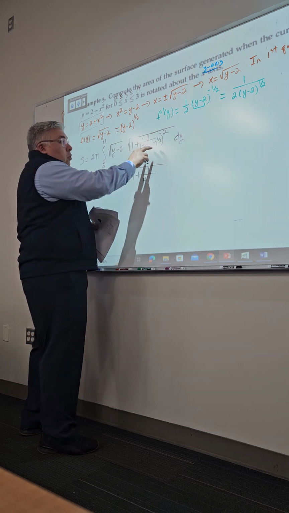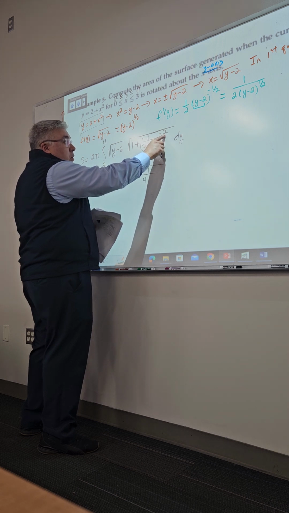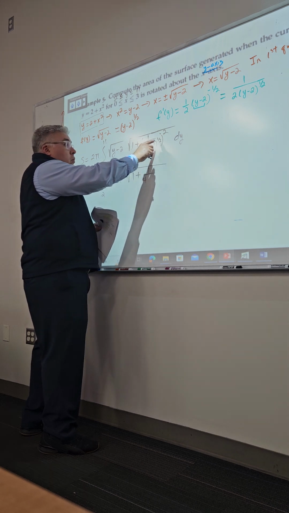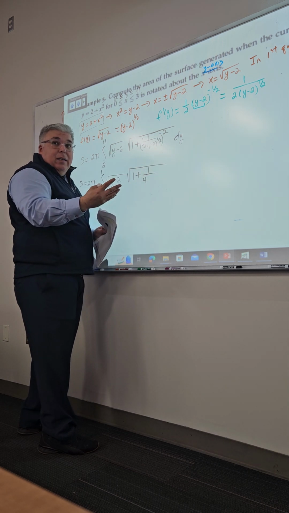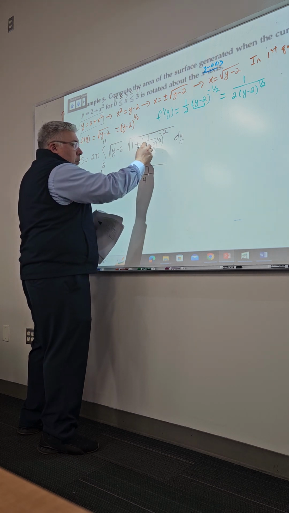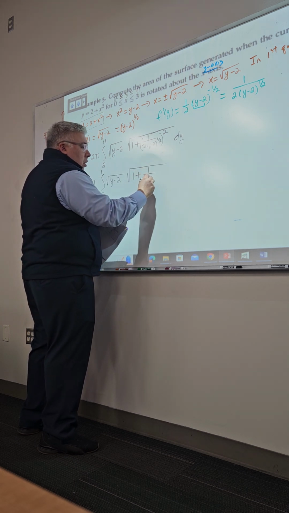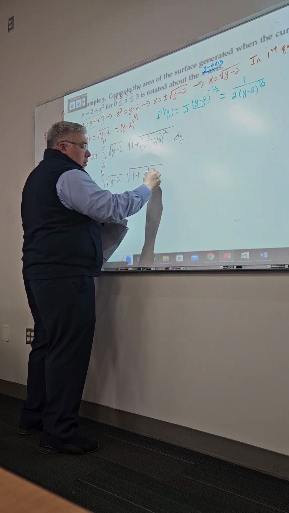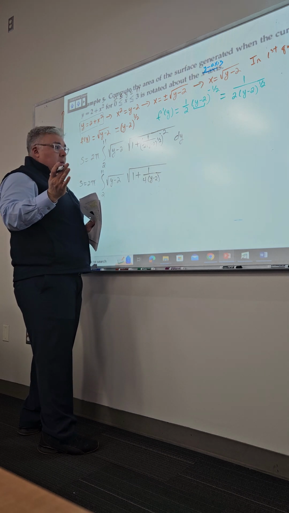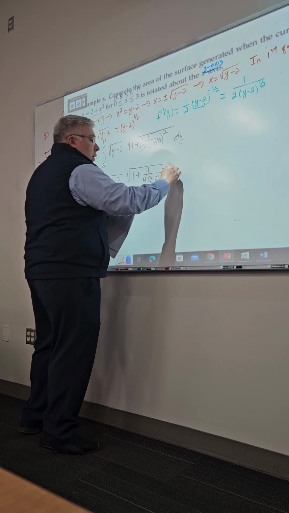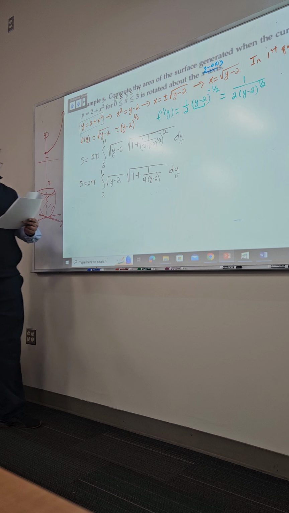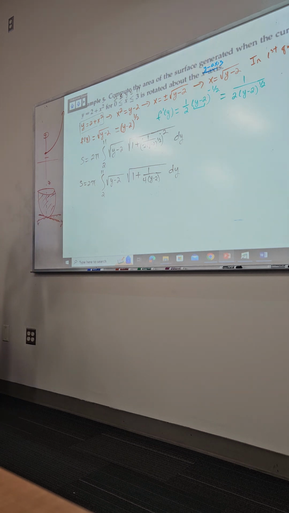Then I squared that stuff in parentheses, but I'm going to square the 1/2. So 1/2 times 2 becomes a 1. It's just y minus 2 to the 1 power, or just y minus 2 when you square it. Are you okay? Okay, dy. Got it? And again, you would plug that into the calculator.